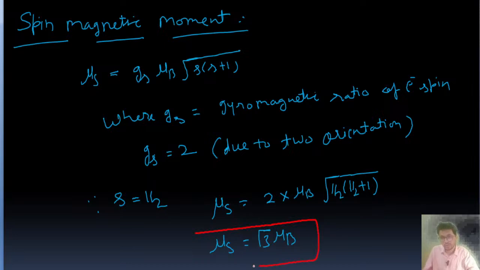Okay, so this question is asked, mu s equal to root 3 mu b. This question is asked in GATE and JEST. Okay, so mu s equal to root 3 mu b. So this question is asked in GATE and JEST. Next.